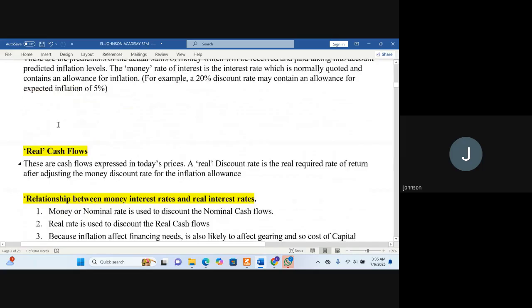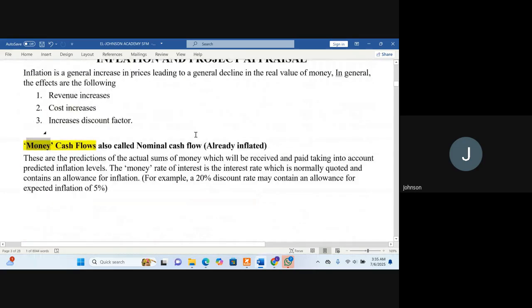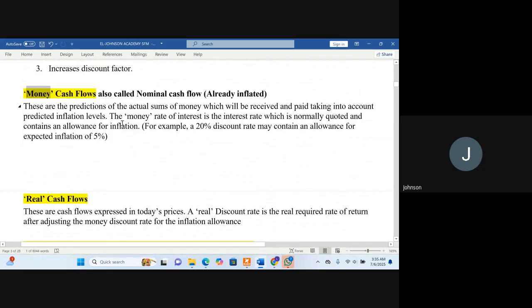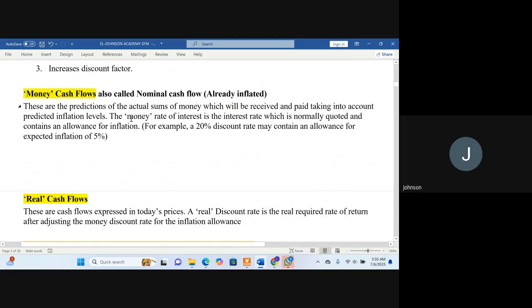Then when we talk about money cash flow, it's a cash flow that has been affected by inflation. As we have cash flows like that, we also have discount factors. There are discount factors that have been affected by inflation. They are the cost of capital or interest rate that has been affected by inflation. They call them money interest rate, or nominal interest rate. So those have been affected by inflation.